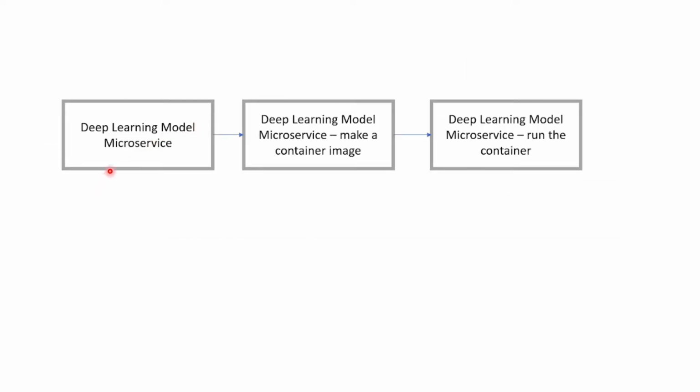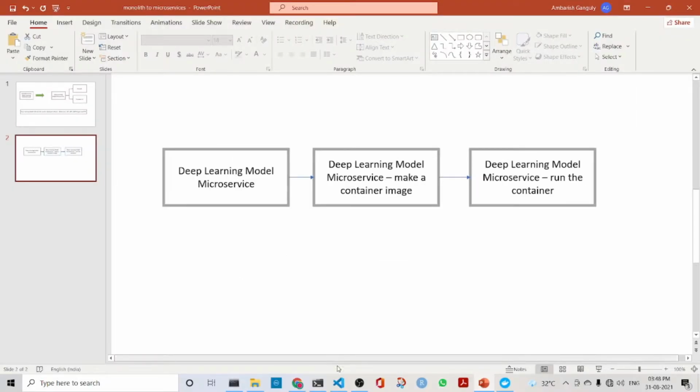Moreover, we convert the deep learning model microservice into a container image and then we can run the container. So let's jump in and see how we have done it.